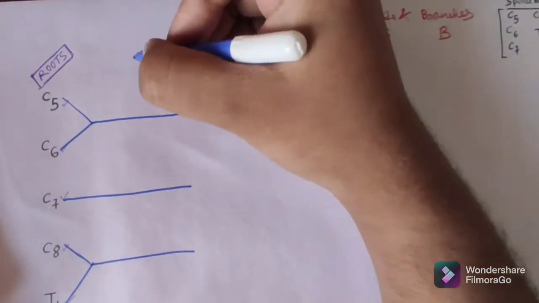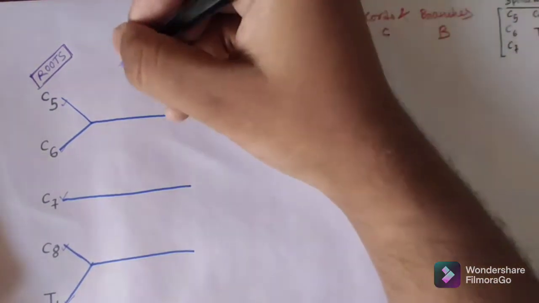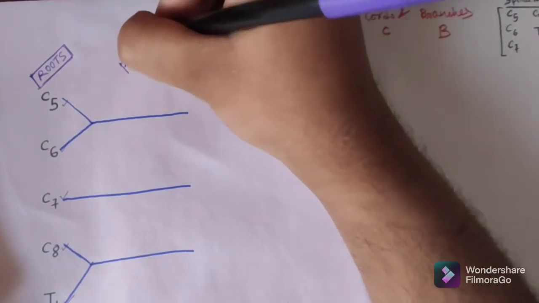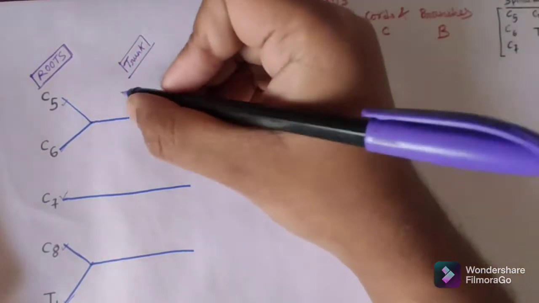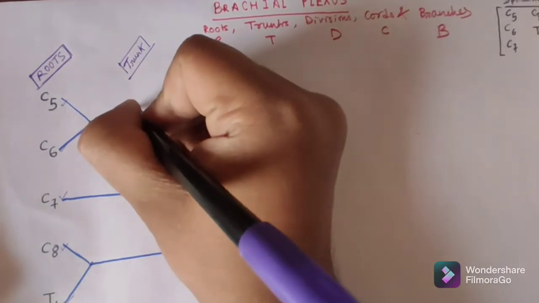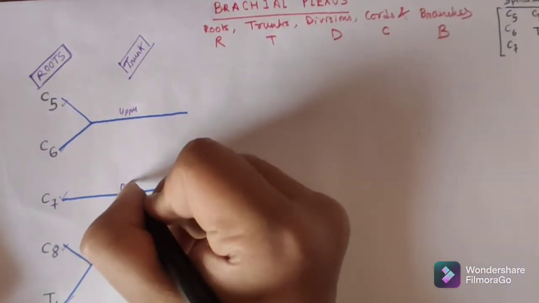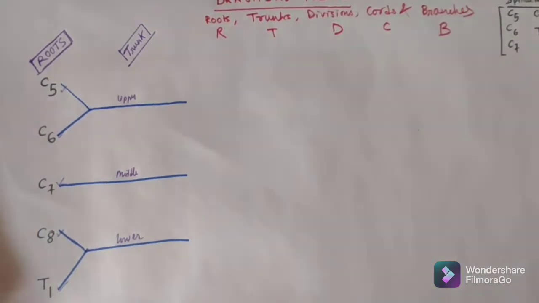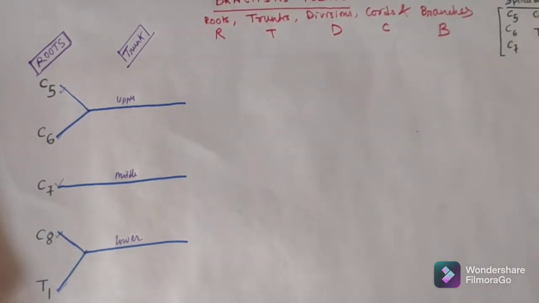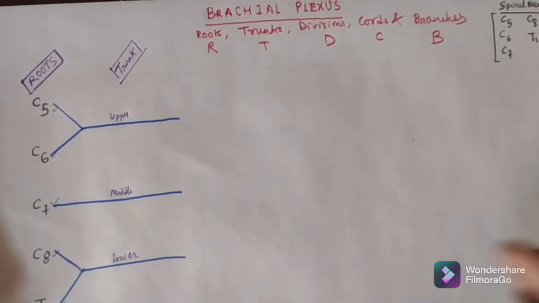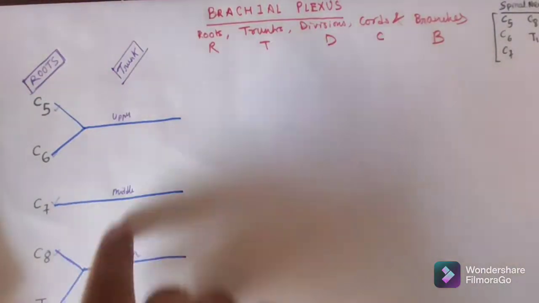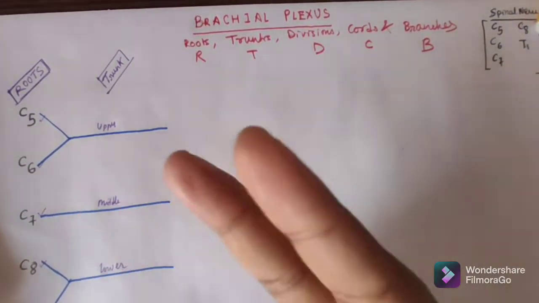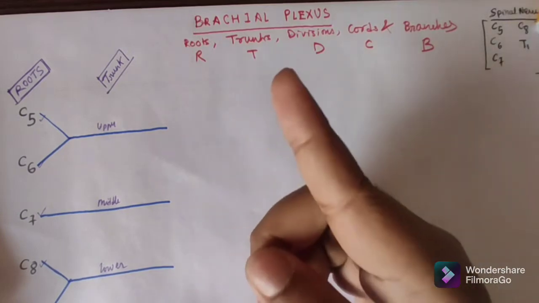Now these will be named as the trunks: the upper trunk, the middle trunk, and the lower trunk. I hope it's clear. After we have completed the roots and the trunks, our next one is the divisions. Each trunk will form two divisions, one anterior division and one posterior division.